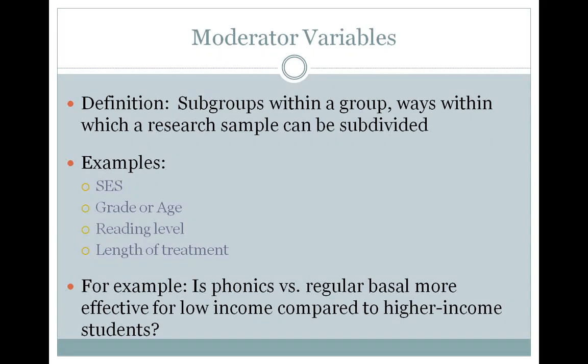Another moderator variable could be length of treatment. You're going to find out in the chapter on alphabetics in the phonics section that they talk about whether a shorter length of treatment of the phonics is just as effective or even more effective than a longer treatment. So here's an example. Is phonics versus the regular basal more effective for low income compared to higher income students? So keep in mind that moderator variable means the subgroups within which a research sample can be subdivided to take a look at different characteristics of the children that were studied.